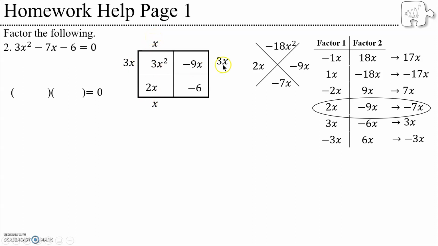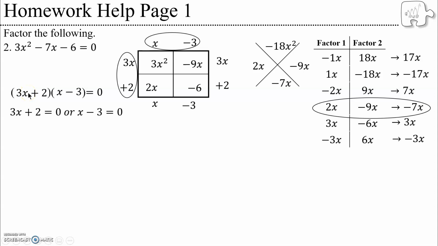We could drop it down, drop it across, and then 3x times what is negative 9, negative 3. So we drop it down, and then negative 3 times what is negative 6, positive 2. We drop that across, and we got our length and our width, x minus 3 and 3x plus 2. So we fill it in there, and now we just got to solve it. So we break it up into two problems now. We have two x's, so it's going to be two separate problems. So 3x plus 2 equals 0 on the left, or x minus 3 equals 0 on the right.